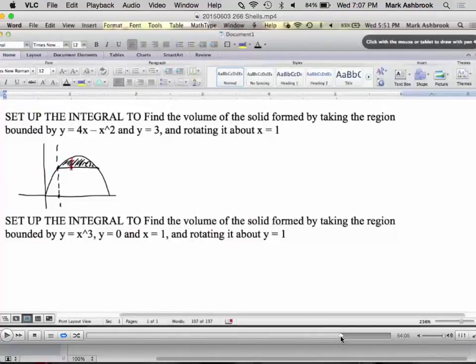Okay, so this is y equals 4x minus x squared. This is x equals 1. This is y equals 3. You're rotating about x equals 1. See how you do.